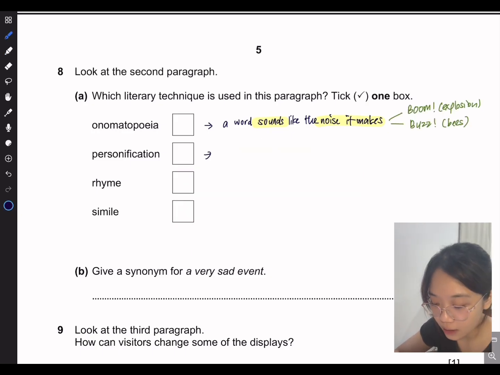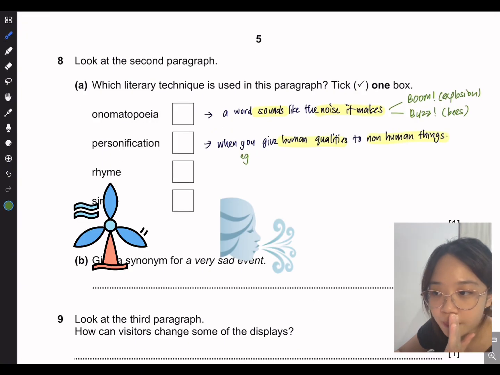So personification is when you give human qualities to non-human things. For example, the wind whispered through the trees.